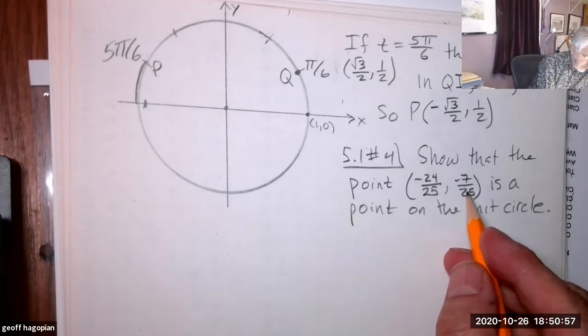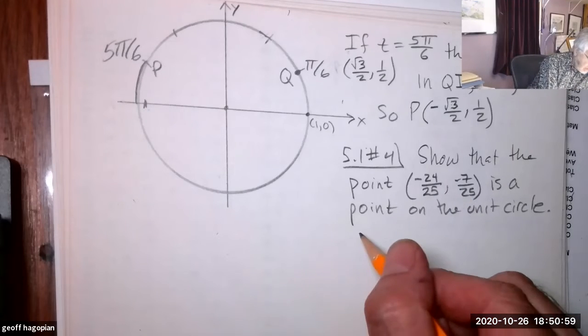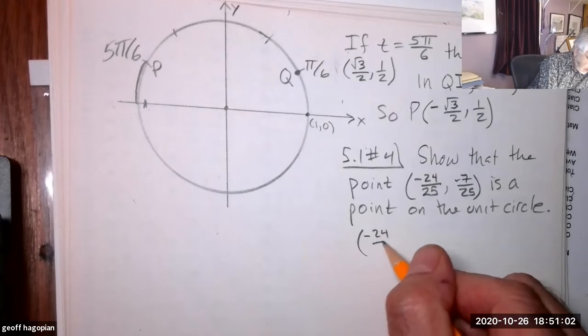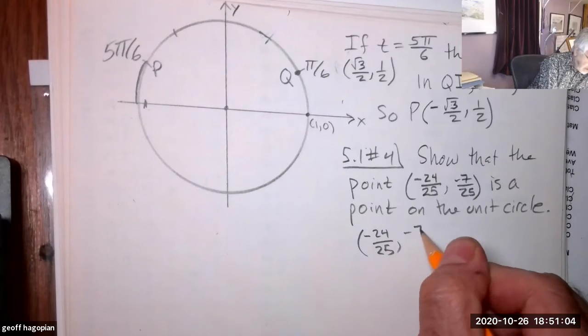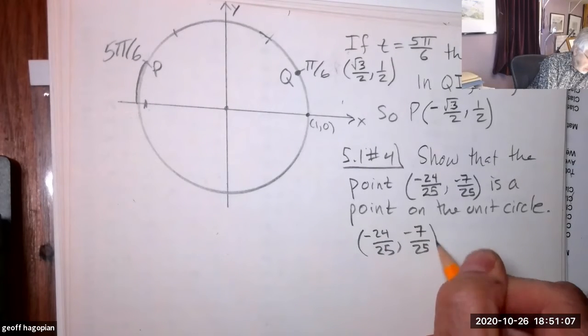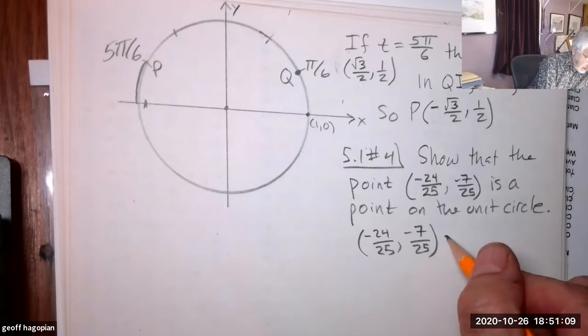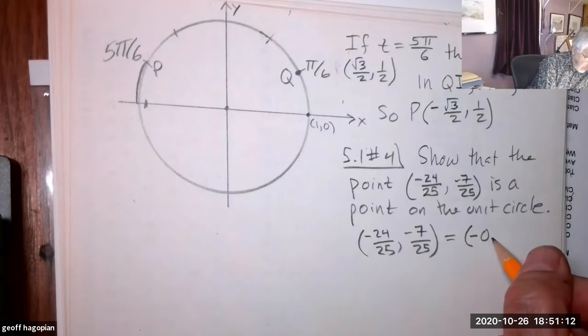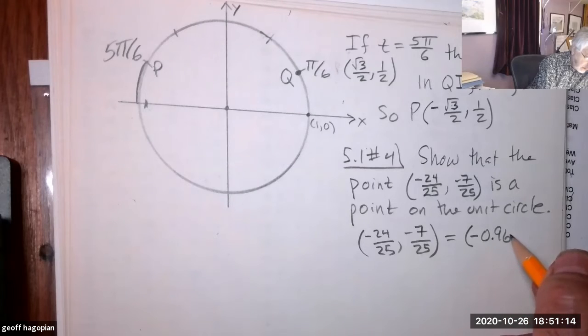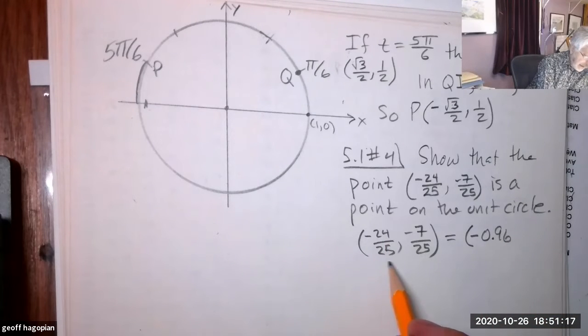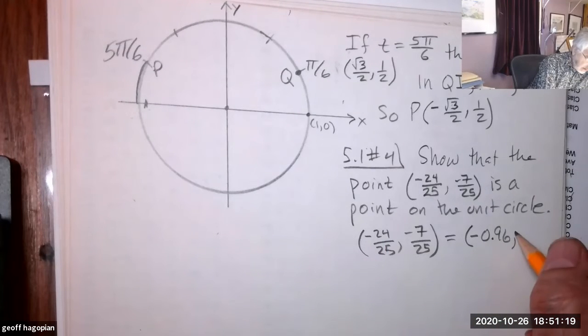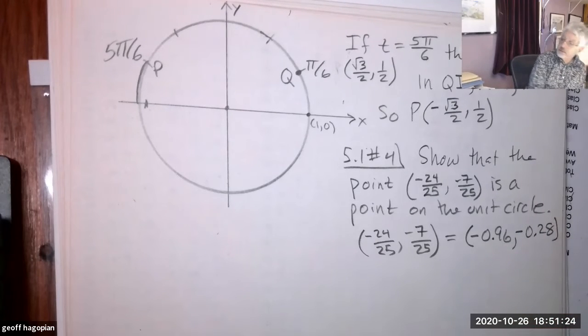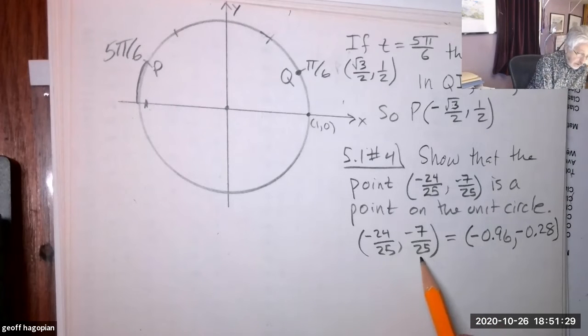Can we write them as decimals? Would that make it easier? So negative 24/25, negative 7/25. We can multiply each one by 4/4, and you'll get negative 0.96, right? Because this will be 96/100 negative, and negative 0.28 as decimals, right? Again, 4/4, so you have 28/100, which is written as a decimal like that.